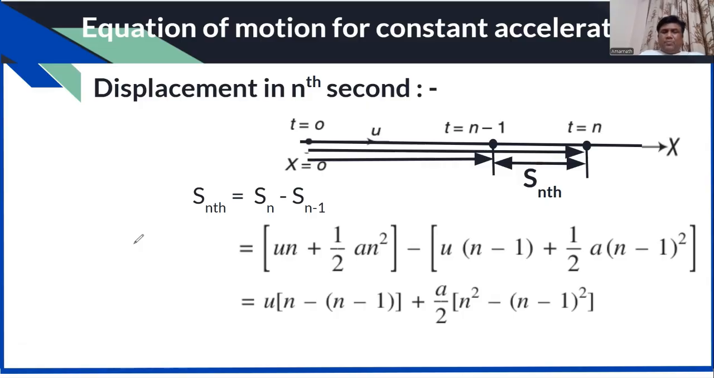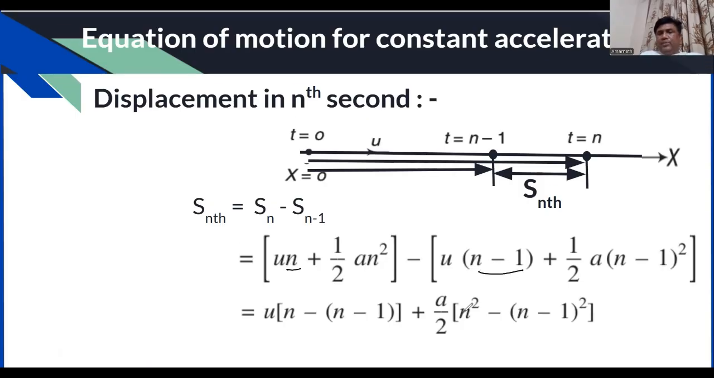You just break it. You are going to get u. If you take u common, you can see here it is u into n, and here it is u into n minus 1. So if you take u common, you get n minus, n minus 1. Then plus, if you take a by 2 common, here you can find n square minus, and here you get n minus 1 whole square.